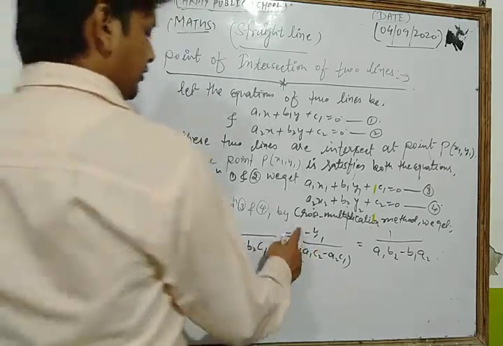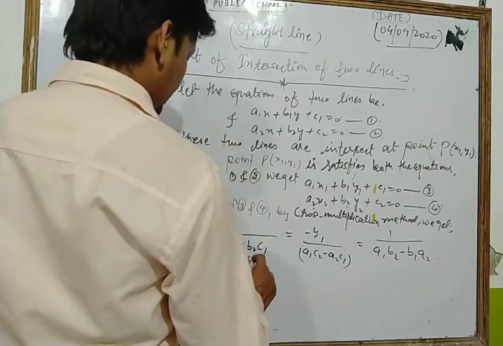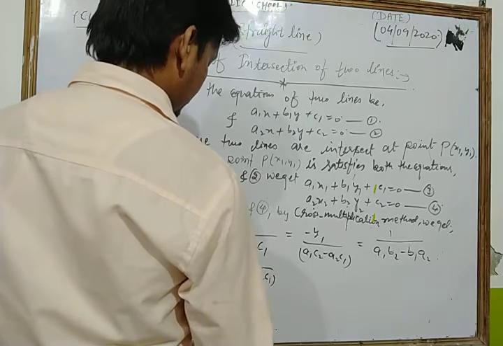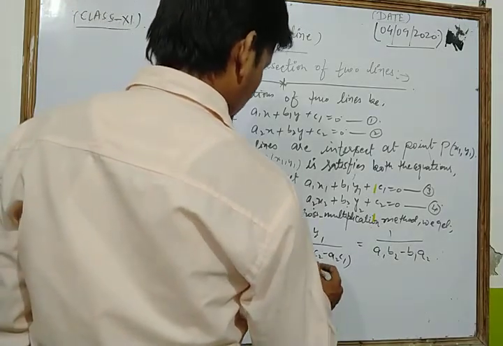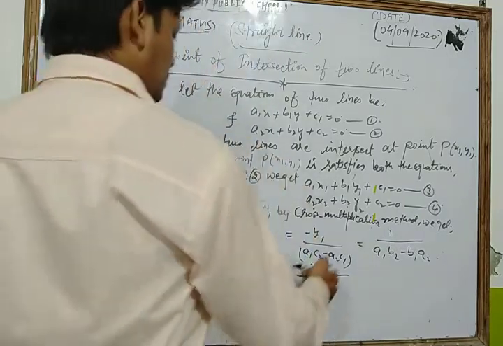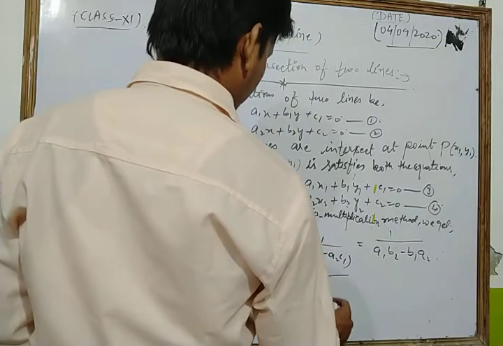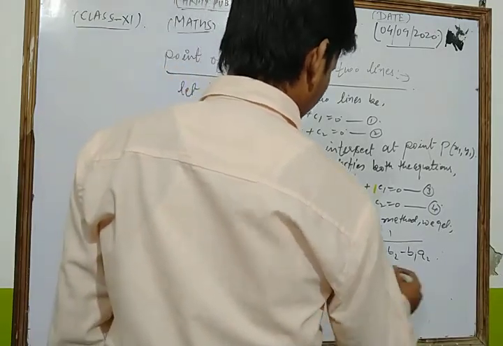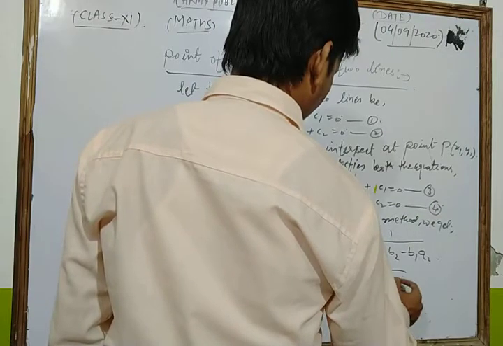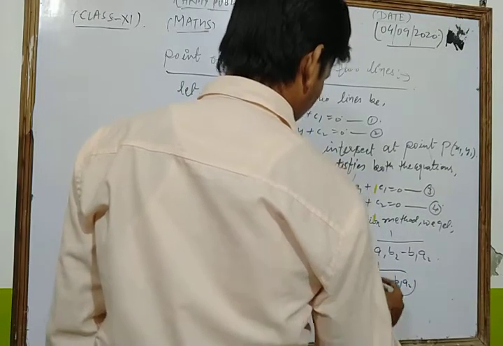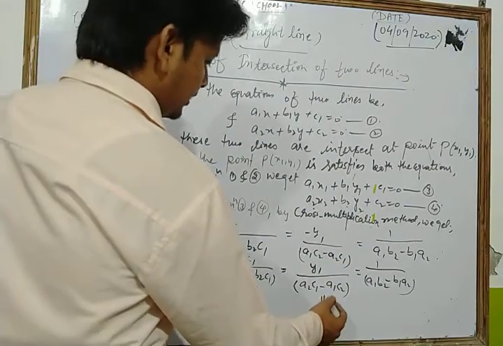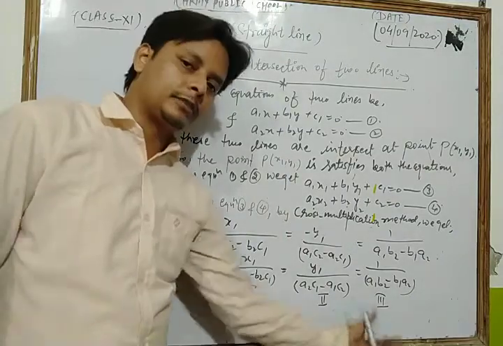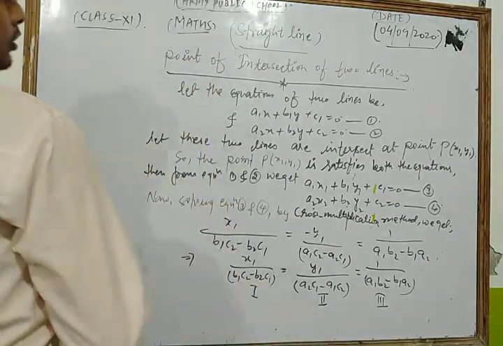Now if we merge the minus, we can also write x1 upon b1 c2 minus b2 c1 is equal to y1 upon a2 c1 minus a1 c2, is equal to 1 upon a1 b2 minus b1 a2. This, dear student, is your first part, this is the second part, and this is the third part. Now we take the first and third part.